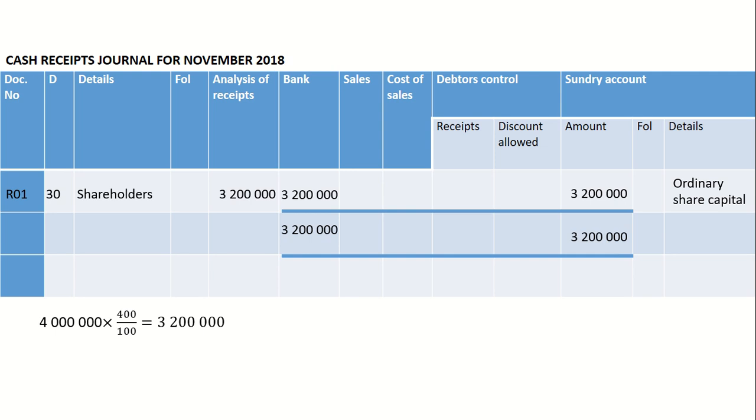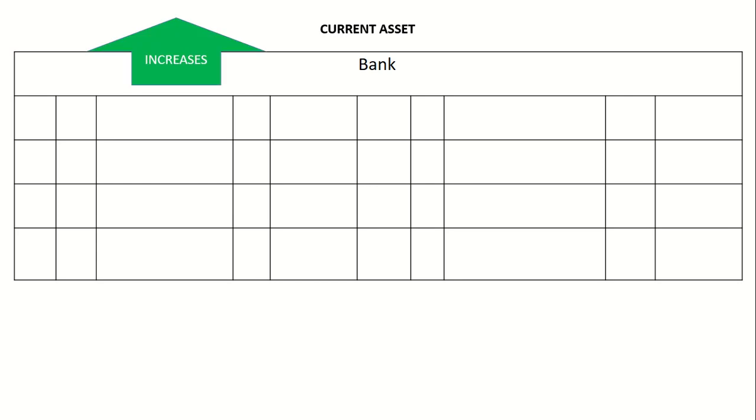So for November, that's how much we will have received. Please note that your cash receipt journal, your journals and your general ledger: your journals are prepared daily and your general ledger is prepared monthly. All right, general ledger is prepared monthly and your journals are prepared daily.